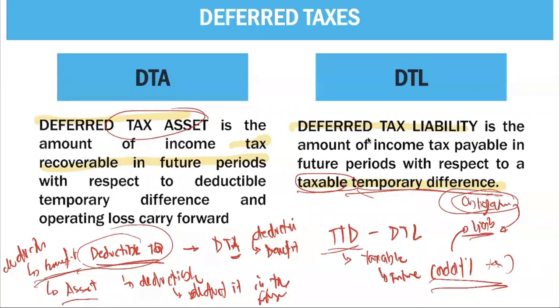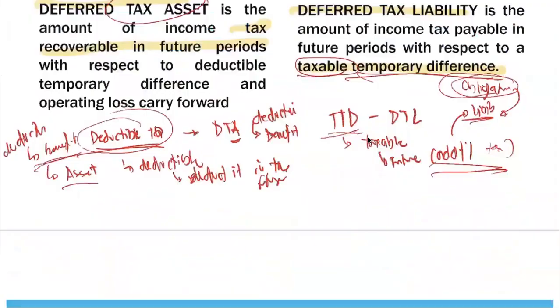Deferred tax asset, remember, arises from a deductible temporary difference. Deferred tax liability arises from a taxable temporary difference. Since it is taxed in the future, you have a liability. Since it can be deducted in the future, you have an asset. Clear? Deferred tax asset and deferred tax liability.